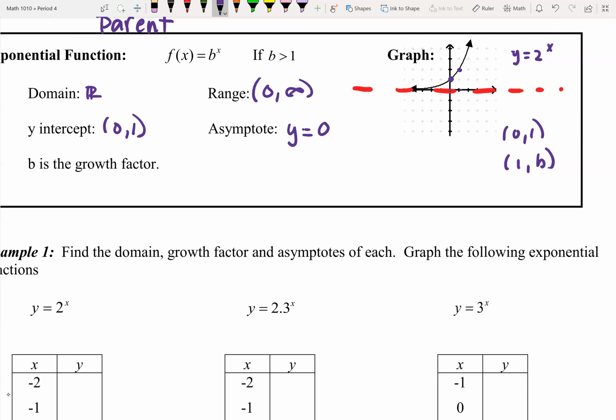The y-intercept, if it's a parent graph, is always going to be (0, 1). And on these problems, you guys, b is greater than 1. So it's a growth factor because the base is bigger than 1. Okay.